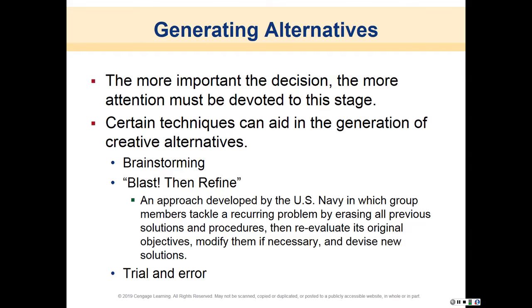Some ways that we generate alternatives is we brainstorm. One's called blast then refine. You basically look at everything that's been done before, and then you reevaluate. So you might look at, okay, how did we solve this problem in the past? How did that go? Could we fix it? All right. Trial and error. That's what most of us do on our vehicles. Something goes wrong. We're not sure what it is. We try one thing first and hope that that's the answer. And when it's not, we try the next thing.